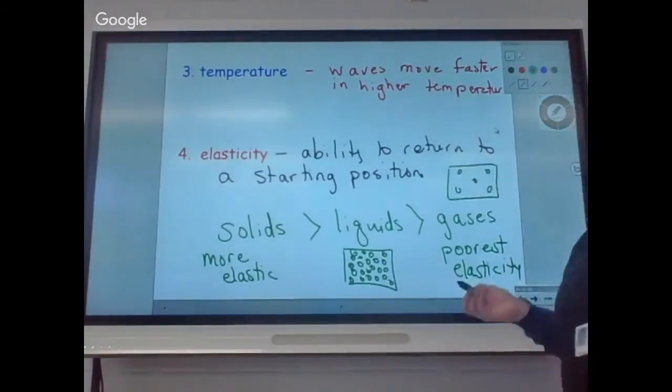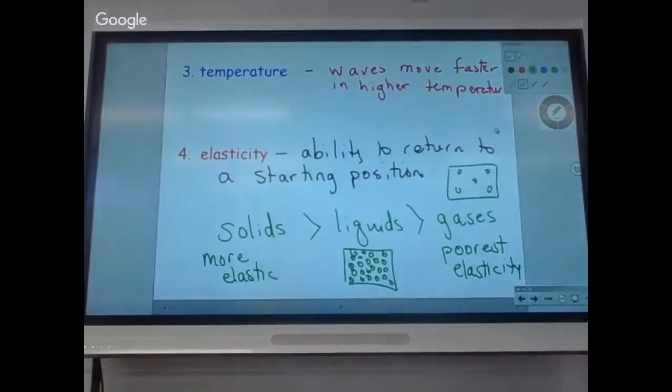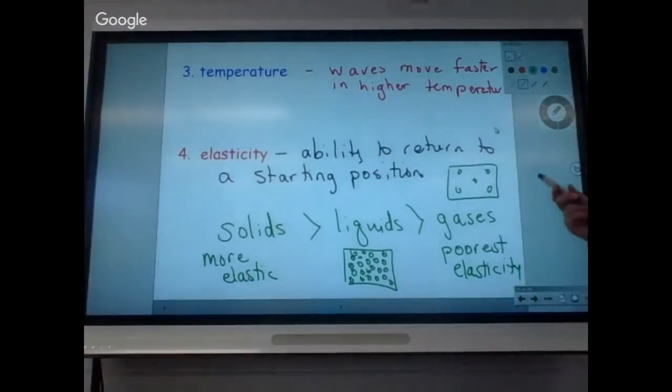Okay, so they're the least elastic. They're so far apart, they don't have to get anywhere near each other. So that's why the waves are going to be able to move the slowest in the gases, because they're the least elastic.